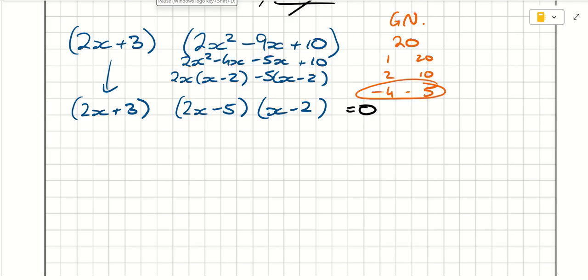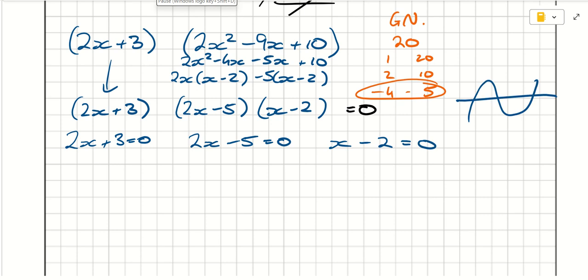Remember this whole thing was equal to 0 back at the start of the question. I'm sure you can see it on your page. So we've got 2x plus 3 equals 0, or 2x minus 5 equals 0, or x minus 2 equals 0. Your graph is like this, and there are going to be 3 places where it's touching, the 0 points. So you just move these over and divide. So this will be x equals minus 3 over 2. You minus 3 from both sides, so it'll be 2x equals minus 3, then divide by 2.